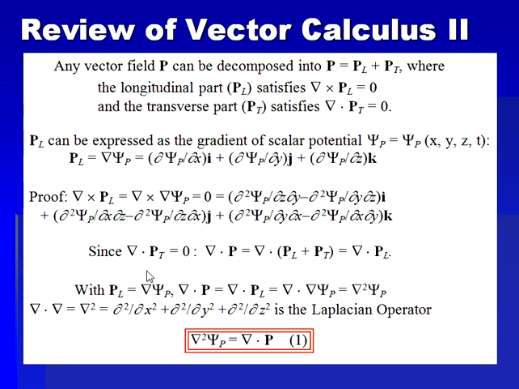Next, we will use the fact that the divergence of the transverse component is zero to show that the divergence of the vector p is equal to the divergence of its longitudinal portion. This is because the divergence operator of the transverse part is zero, and that leaves us with the divergence of the longitudinal portion. And now, since the longitudinal component of p is equal to the gradient operator applied to psi, when we take the divergence of the longitudinal portion, we are taking the divergence of the gradient of psi.